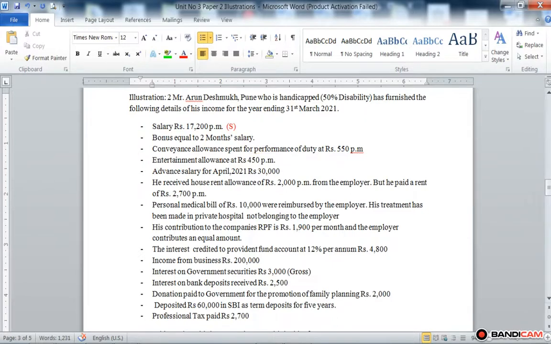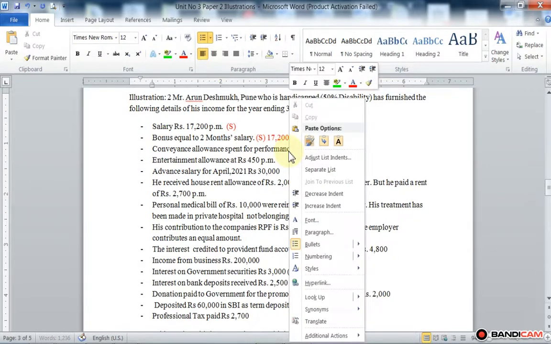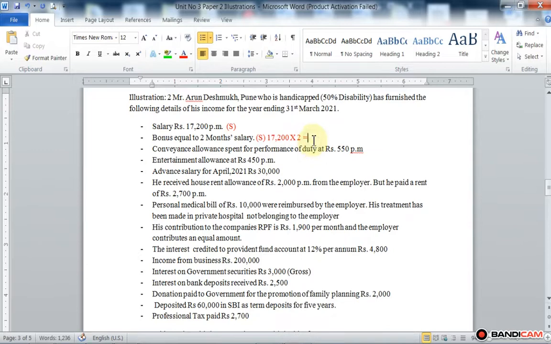Bonus is also part of salary. Bonus equal to 2 months salary. So we know how to compute the bonus: 17,200 multiplied by 2 is equal to 34,400. That is the total bonus received by Arun Deshmukh from the employer.